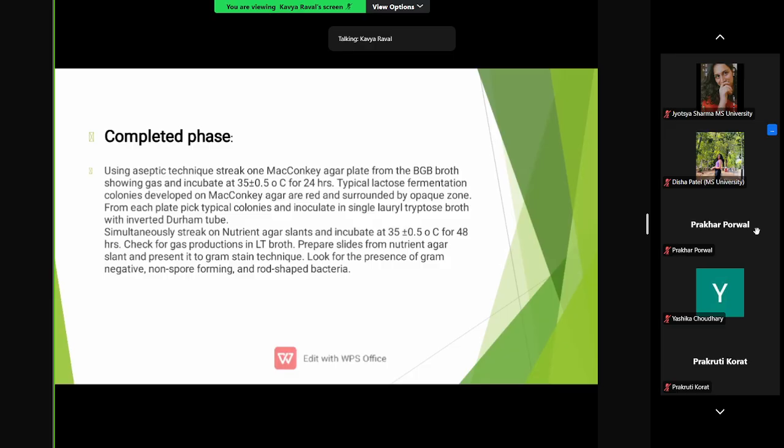This is a picture of MacConkey agar. Presence of gas production and presence of gram-negative non-spore forming rod-shaped bacteria shows the presence of coliform group. So now Ashvi will carry the presentation forward.